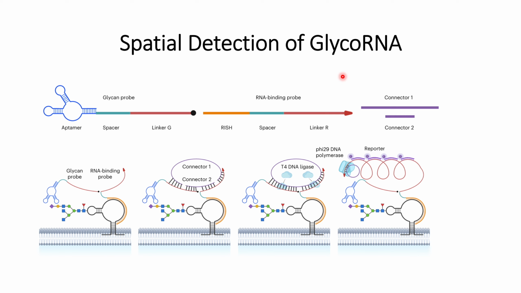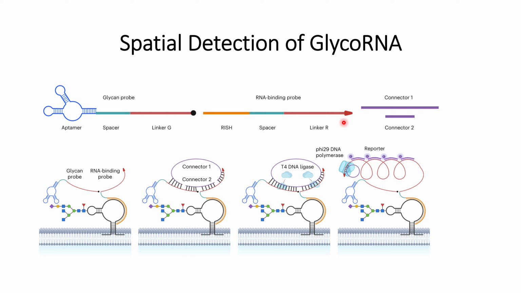I have discussed that paper in detail. You can go through the reference or check the I button. From there you will be able to know how these glycoRNAs were detected using mass spectrometry. In this video, we will discuss a different strategy to detect glycoRNAs, that is using fluorescence.